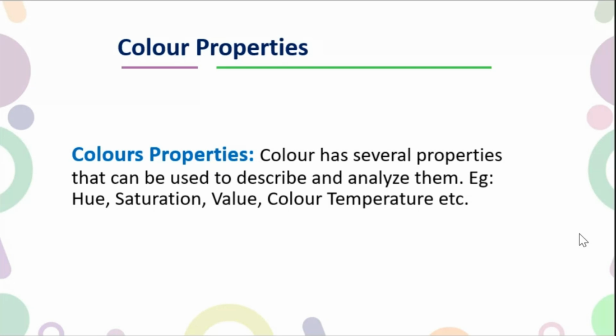And we have the color temperature. When it comes to color temperature, we have two types: warm and cool colors. When you add a color that contains red and yellow, it becomes a warm color. So any color that contains red and yellow is a warm color. So colors like red and orange are what? Warm colors.